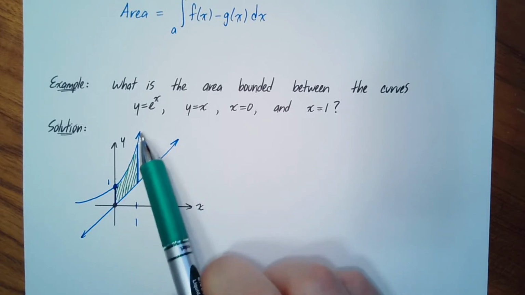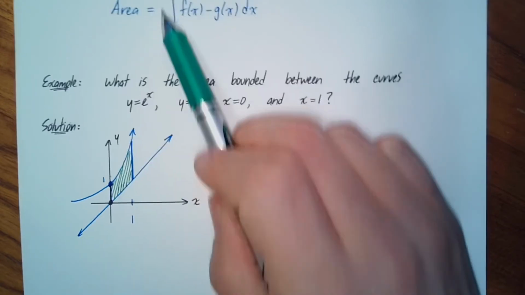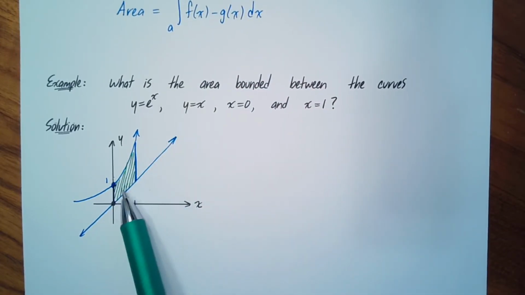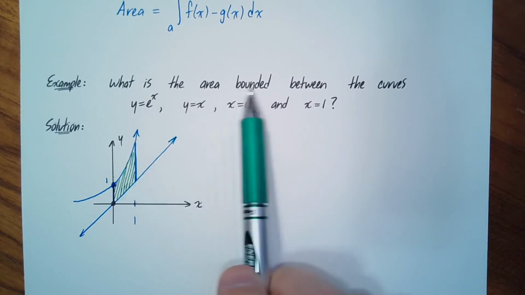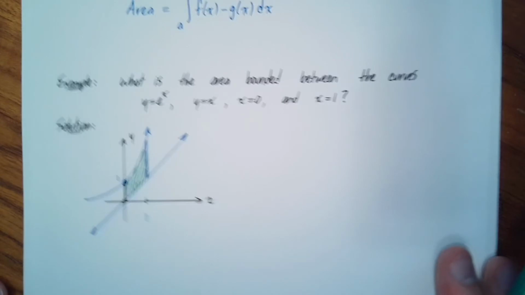And same with over here. It's not this region because this line just keeps going, and this curve would just keep going up. So it would be an infinite region over here as well. This is the only sensible region that we could be talking about when we say the area bounded between the curves given here, these four equations.